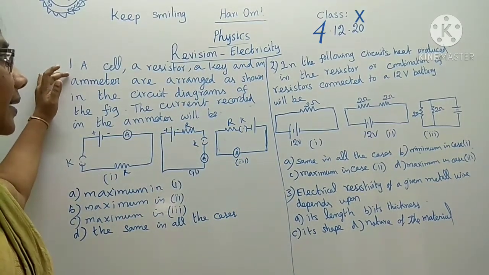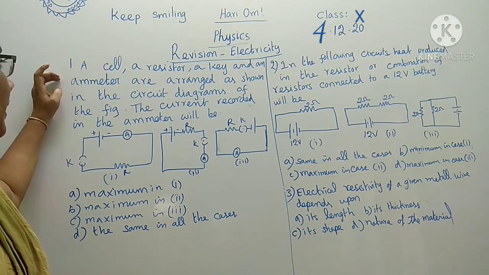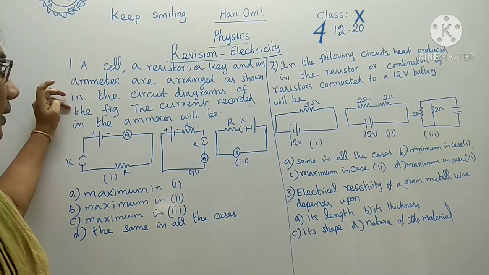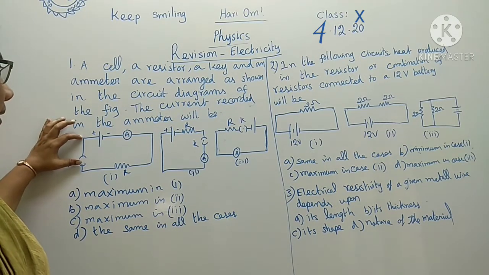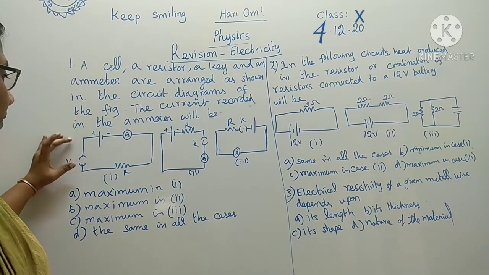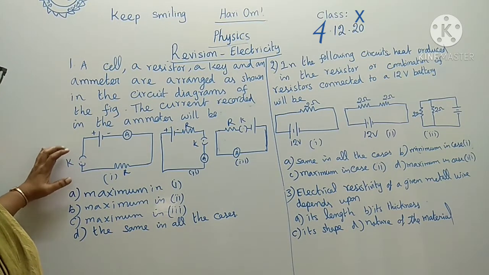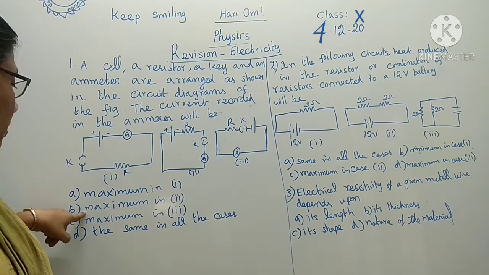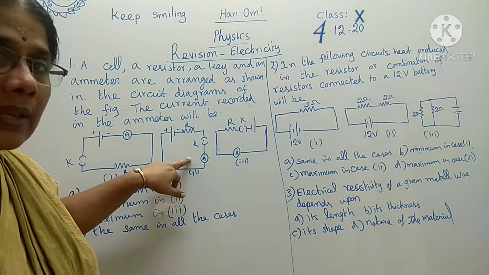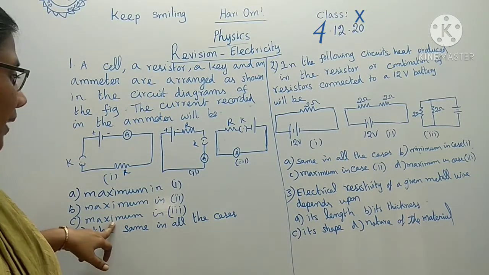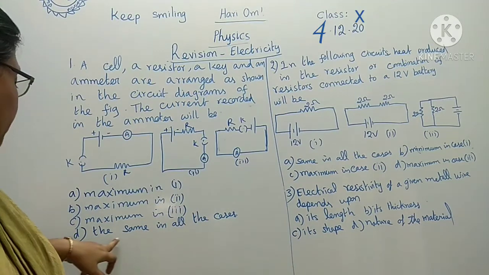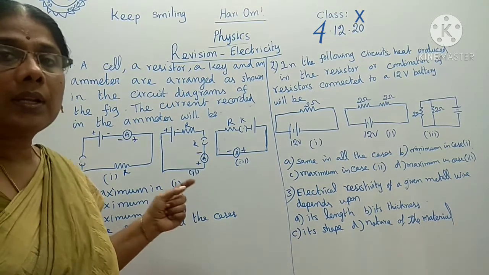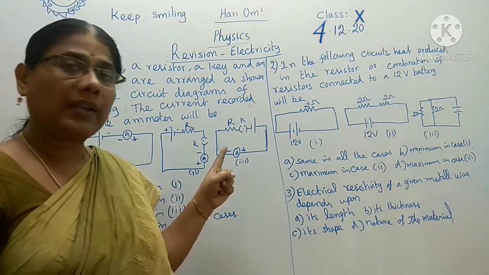A cell, a resistor, a key and an ammeter are arranged as shown in the circuit diagrams of the figure. In the given figure, the current recorded in the ammeter will be: A, maximum in first circuit; B, maximum in second circuit; C, maximum in third circuit; D, same in all cases. Which one may be correct?